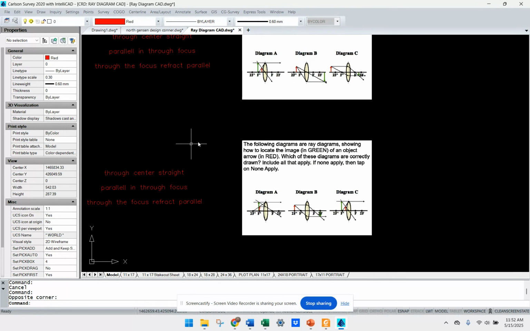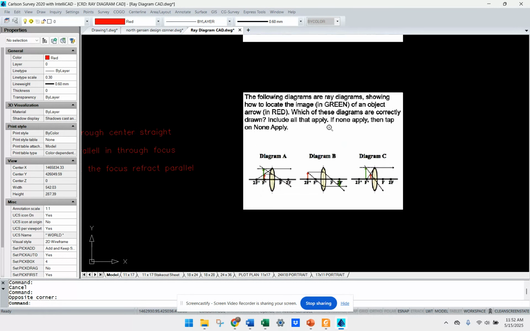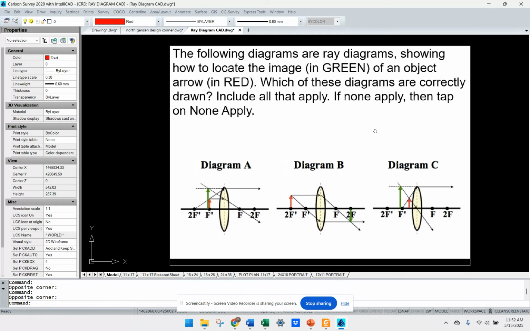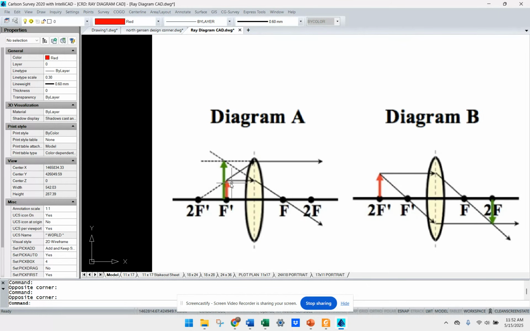At this point, I'm going to end this. I don't know that there's any point. Oh, yeah, I guess we have one more. We'll just do the last one. So in this one, we would do the similar thing. Parallel in, refract through the focus.